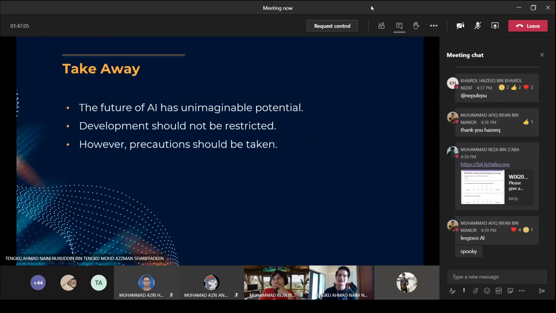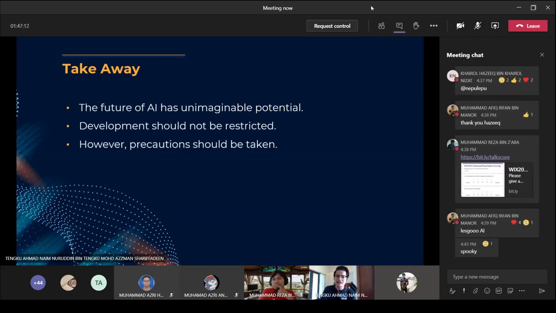So as my takeaway, we now see the vast potential of future AI. Development of such is not something that we should restrict, as we aim to uncover and develop more possible solutions to rising world problems. However, precautions should be taken as to not cross legal boundaries, nor to reach the state of destructive or harmful AI used in wars, for example.